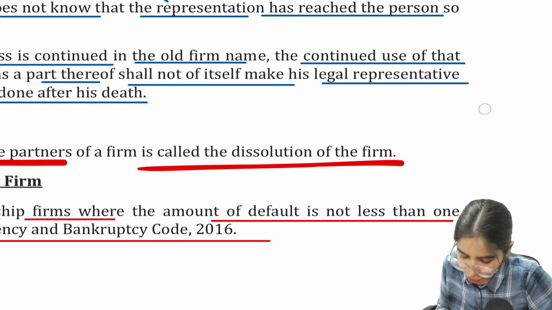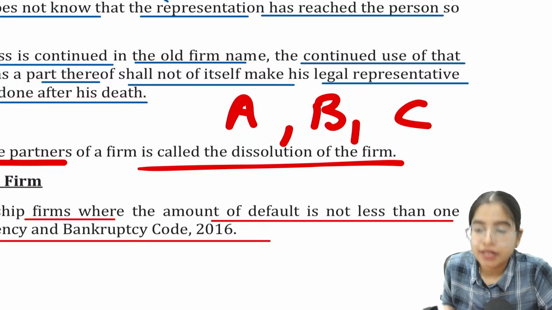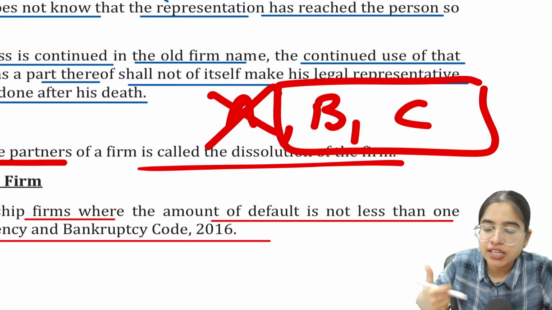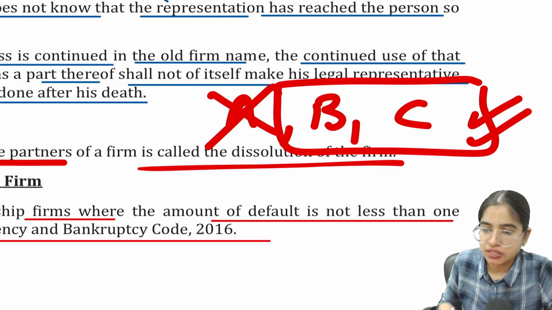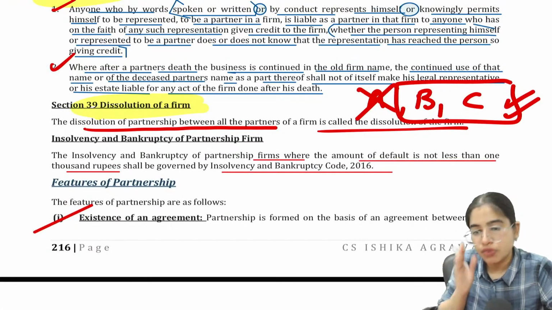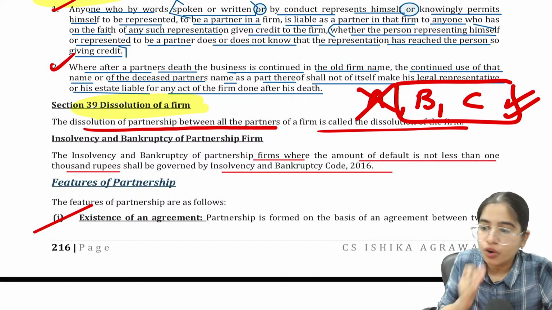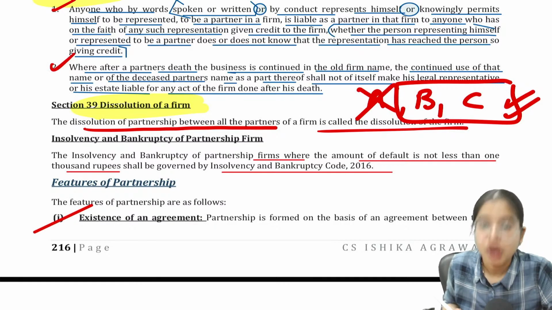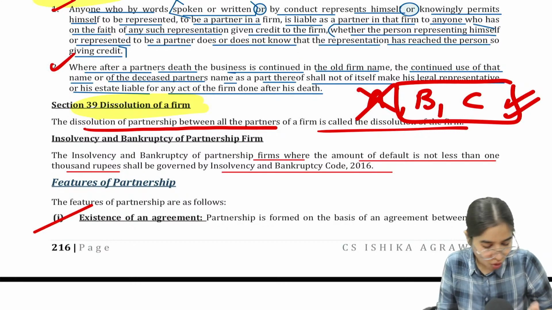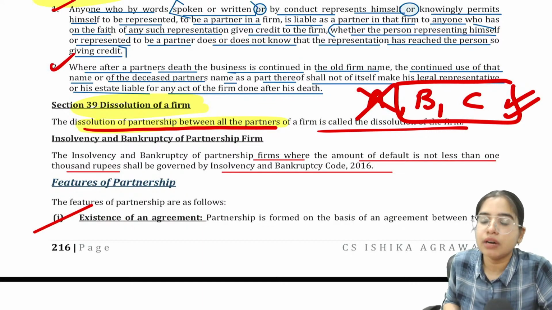However, I am giving you a second example. Let's say there are three partners, A, B and C. Only A died, B and C are still surviving and they are still carrying on the business. So this will not be called dissolution of firm. This will only be known as dissolution of partnership. So dissolution of firm means dissolution of partnership between all the partners.